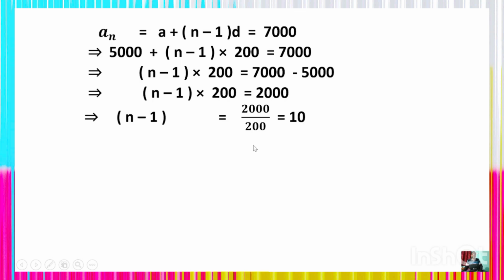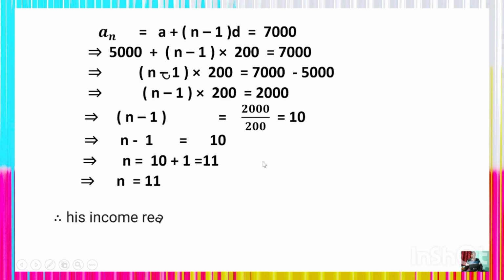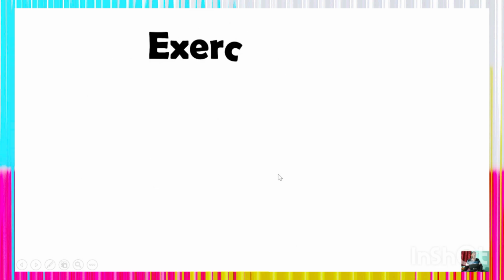Here n minus 1 is equal to 2,000 by 200, which is 10. Thus n minus 1 is equal to 10. Thus n is equal to 11. Hence his income reached 7,000 rupees in the 11th year. This is one of the application word problems based on the concept of arithmetic progression.